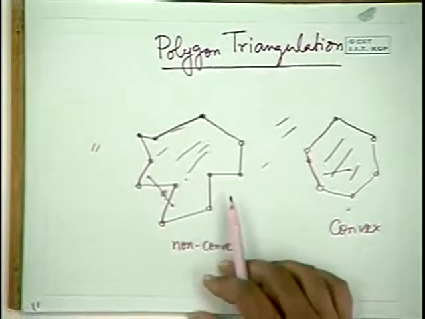Now the triangulation algorithm we will look into, actually in the book it has been given to work on convex polygons only. But we will see that we can easily make it work also on the non-convex polygon. And we will do it because this is the more general case. So this is the notion of convex and non-convex polygons.